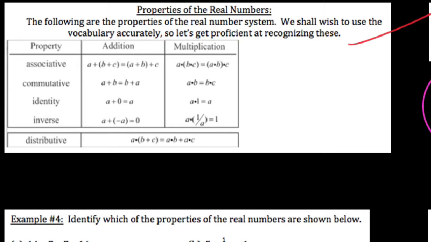These properties are so special that they get their own names, and the good news is that their names make sense, but we want to know what those properties are called because we use them often enough. So we're going to start over here really quickly.